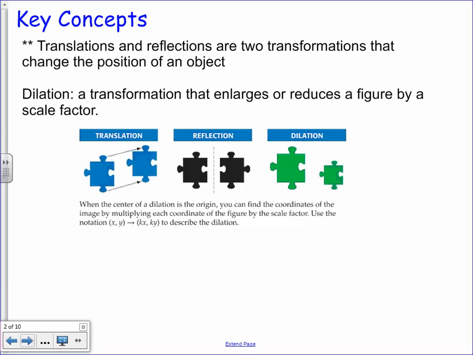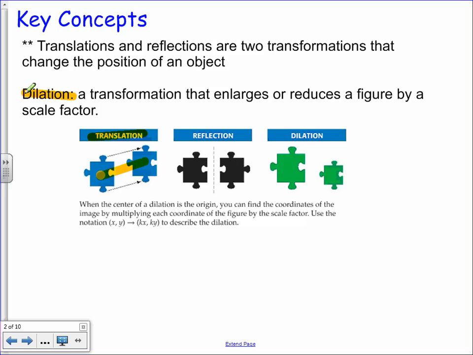Okay, so we're going to look here. Translations and reflections are two transformations that change the position of an object. Now, a dilation is a transformation that enlarges or reduces a figure by a scale factor. So let's look here at a translation. What I've done here is I have this puzzle piece, and I have just slid the puzzle piece up to this position here.